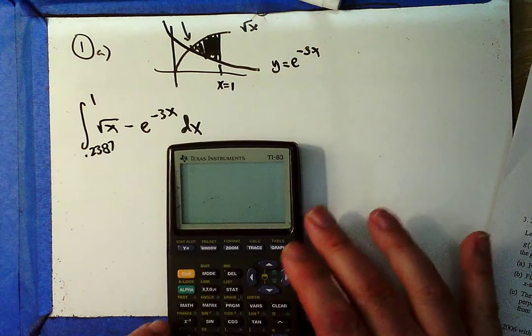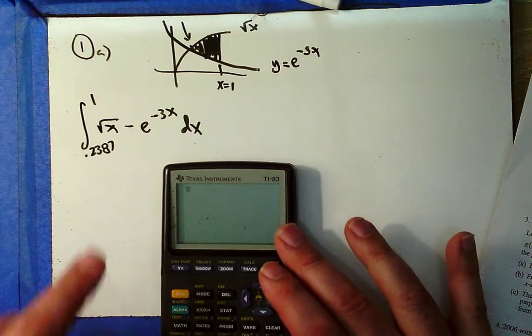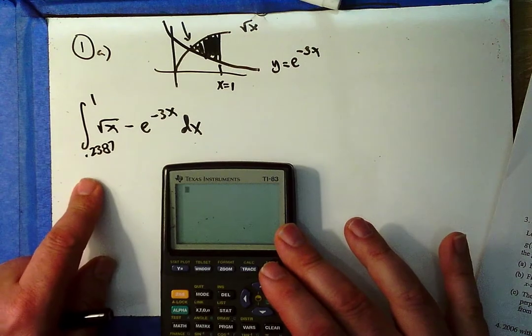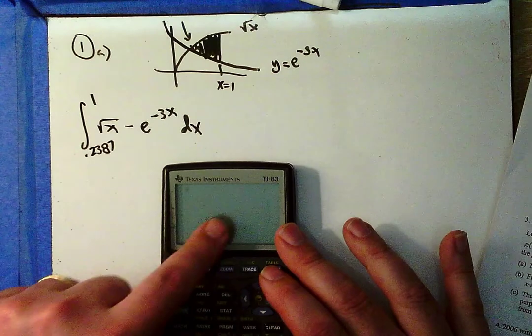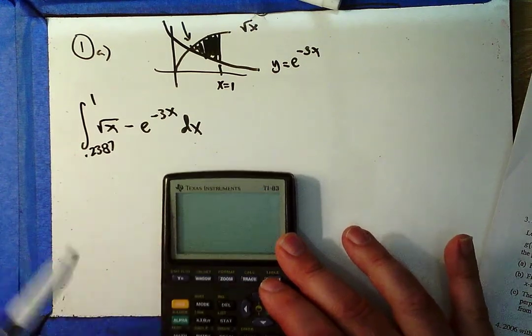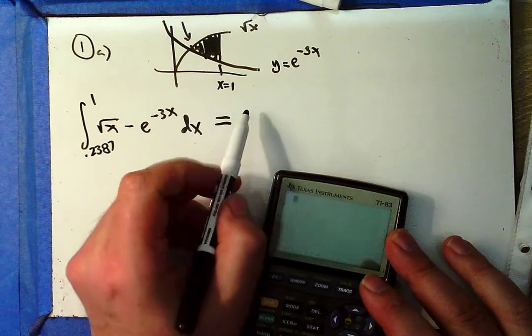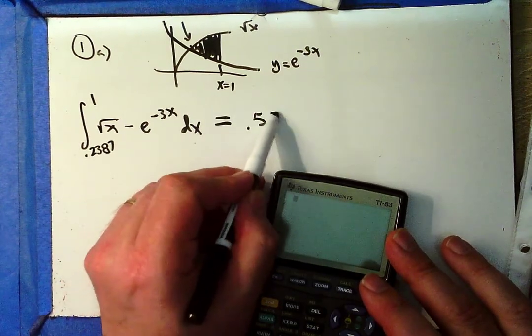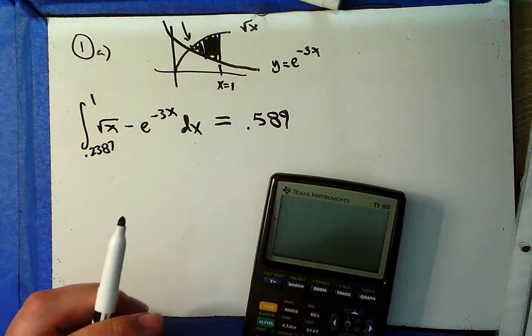Okay, so we'll just do this problem on the calculator. It'll be the integral. Actually, I think for the purposes of this video, since this is going to happen on the calculator, and you know how to do this on the calculator, I'm not going to waste your time typing it into the calculator. I'm just going to tell you that I got 0.589. That's the area I got for number 1, A.